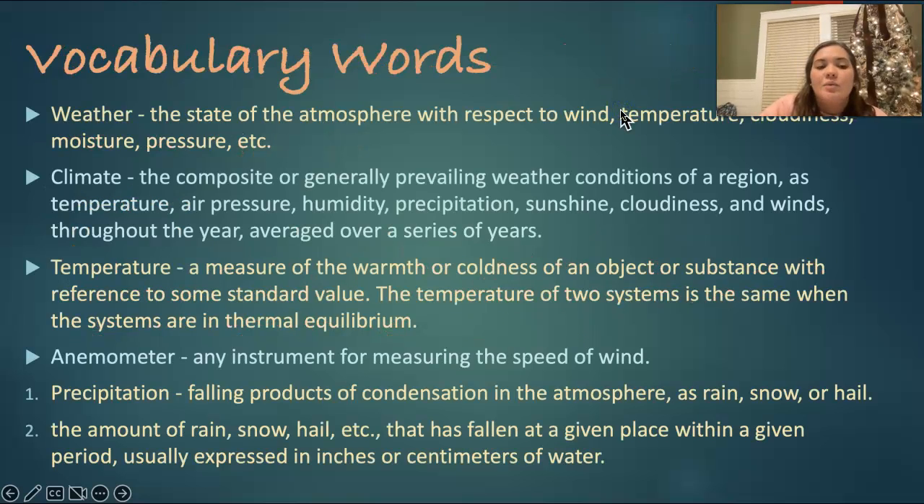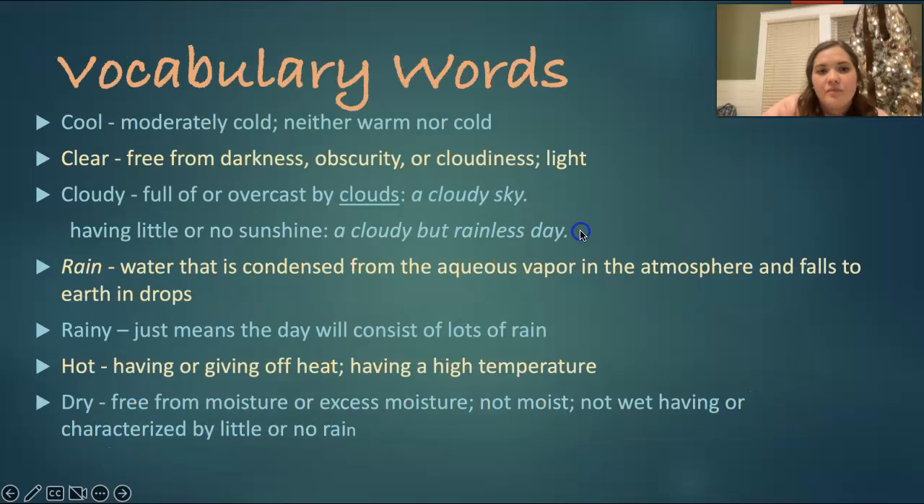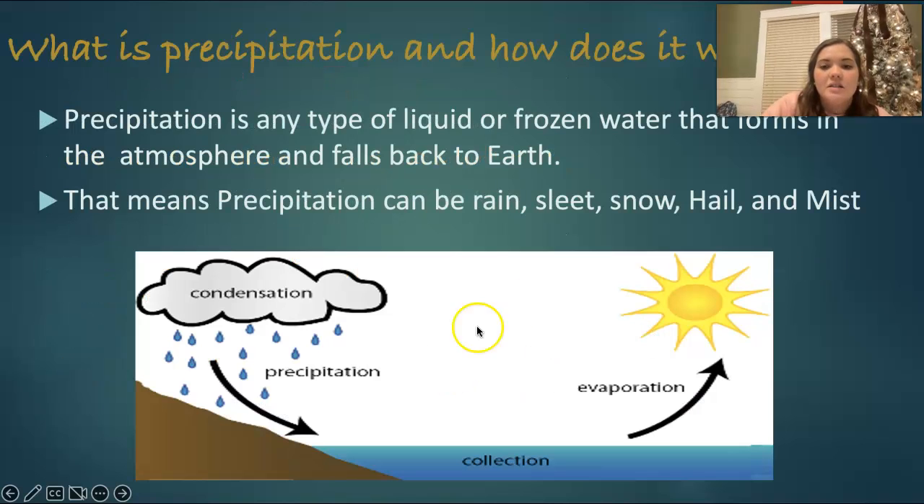Our vocabulary words. Now, I'm not going to read through these because you all did have a test last week on them, and we looked through them on Friday before the weekend. So our vocabulary words were weather, climate, temperature, anemometer, precipitation, cool, clear, cloudy, rain, rainy, hot, and dry. I'm sure y'all remember most of those vocabulary words, and if not, when class is over, we can review them a little further.